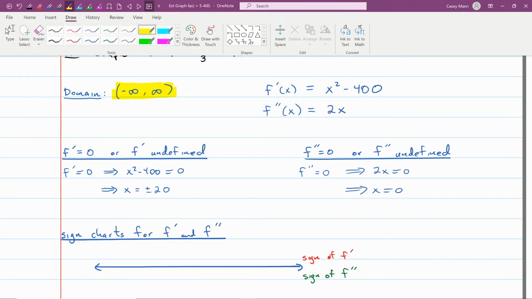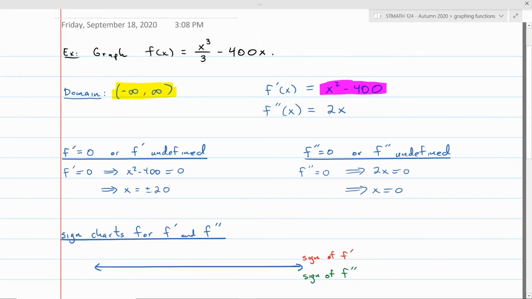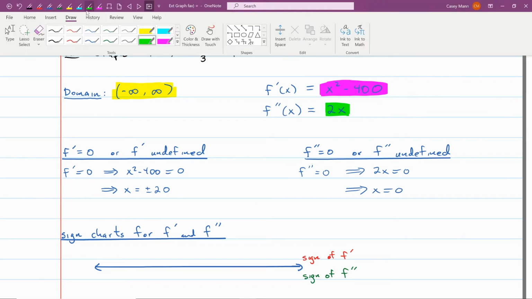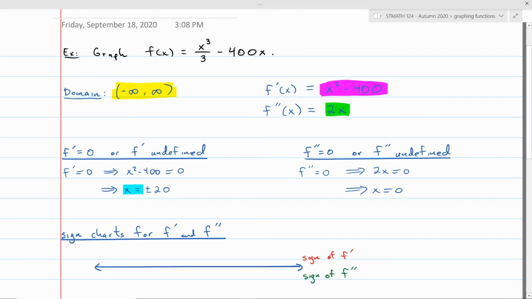We've got our first derivative, which we're going to have to keep our eye on. And we've got our second derivative here. And then we've got these points that we need to be paying attention to. x equals plus and minus 20, where the first derivative is equal to 0. So these are going to be the places where maybe our function changes from increasing to decreasing or vice versa.